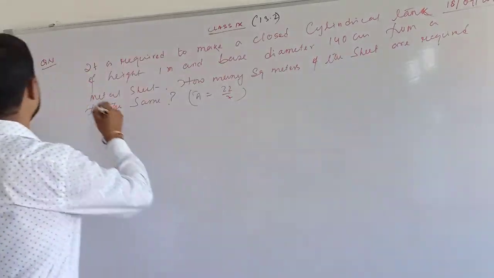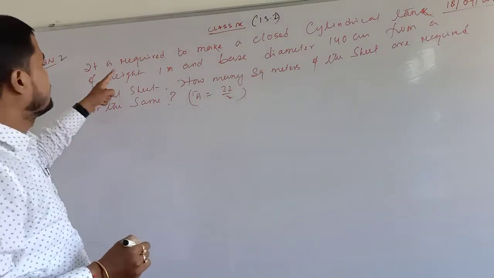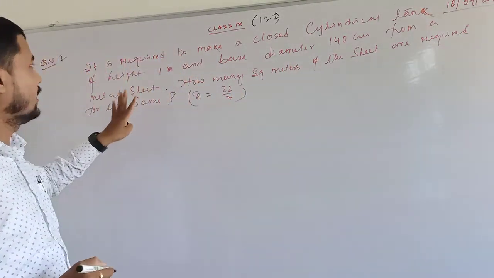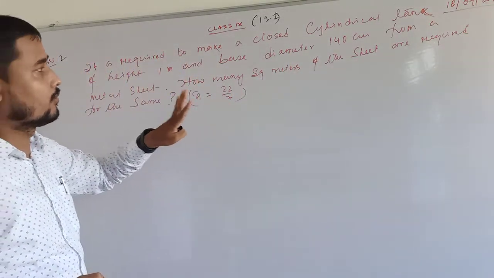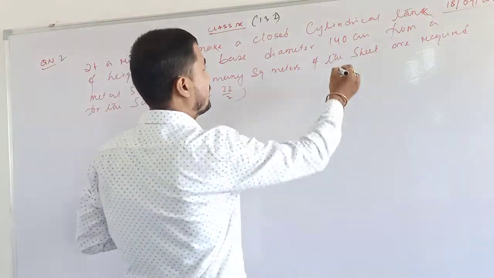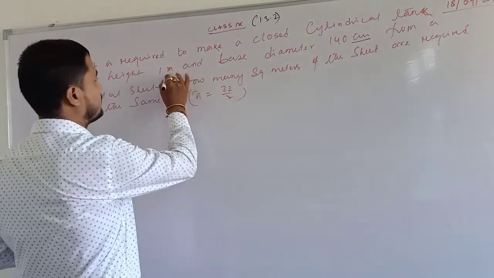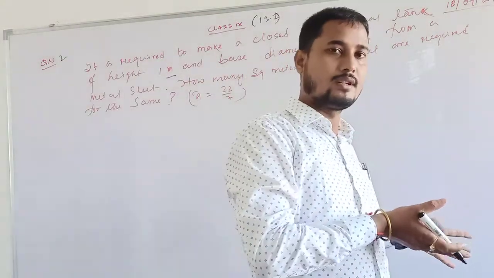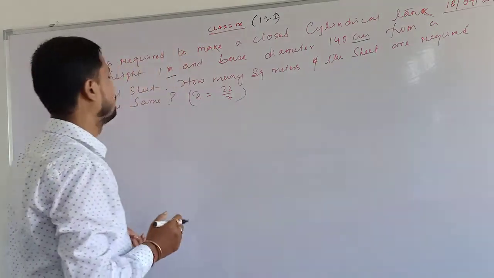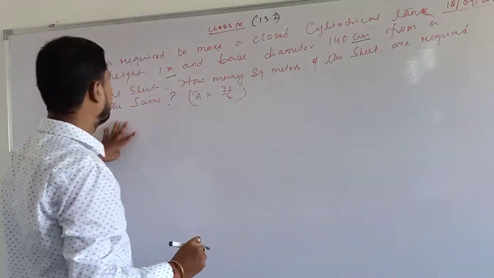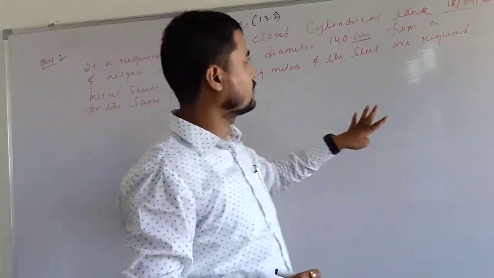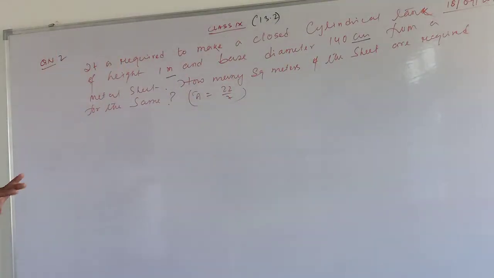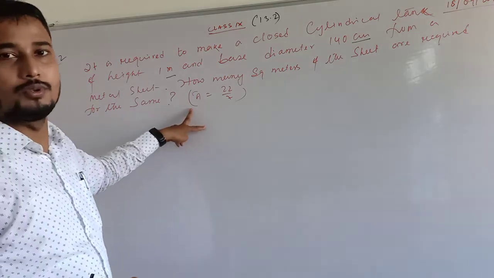Now, question number 2. It is required to make a closed cylindrical tank of height 1 meter and base diameter 140 cm from a metal sheet. How many square meters of the sheet are required for the same? Use pi equal to 22 by 7. Here, see, this is in centimeters and this is in meters. You should make both the same unit, either centimeter or meter.